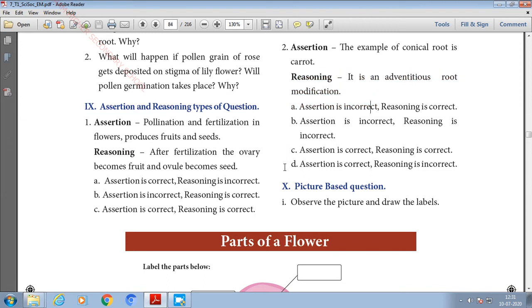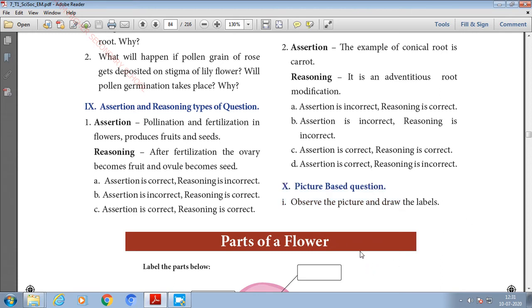For option D, the assertion is correct and the reasoning is incorrect. The given statement is correct but the reason does not match the statement. So you have to choose option D, assertion is correct and reasoning is incorrect. Clear, children? Next we'll move on to the picture based question.